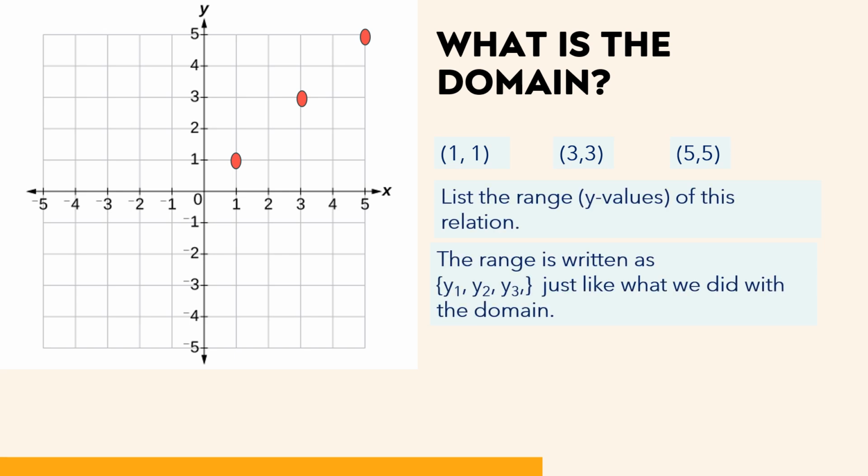Let's talk about the range. The range is just another way to say all the y coordinates. Imagine you're listing all the different y numbers you see in your ordered pairs. Like we did with the domain and the x values, we use little numbers below the y, like y1, y2, y3, to help keep track of which y we are talking about. Remember, these little numbers are called subscripts. So, y1 is the y in the first pair, y2 is the y in the second pair, and so on. In this example, our range would be all the y values listed in the ordered pairs. Can you list all the y coordinates of this relation? Pause the video while you work on this.